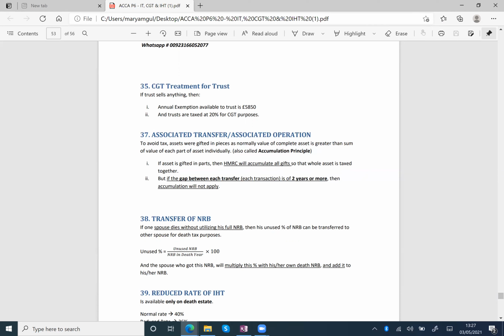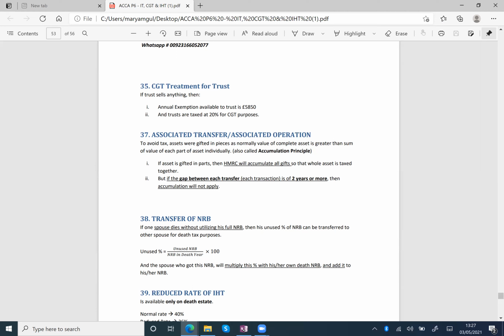So the annual exemption which is available to trust is half of the individual's annual exemption. So 12,300 is our individual's annual exemption, we make it half, divided by 2. So 6150 annual exemption is available to trust. And second point, trusts are taxed at 20% for CGT purposes. Meaning trust always pays the CGT at the high rate of 20% in basic, higher, additional, any band. So that's it. That is the topic of CGT and IHT implication on trust.